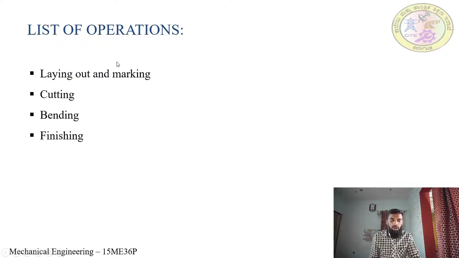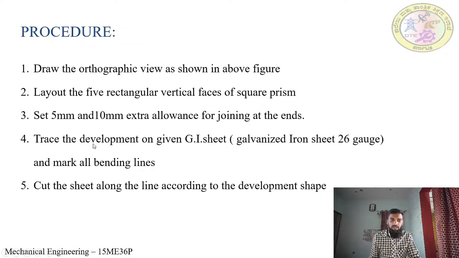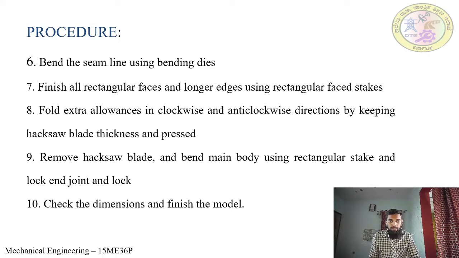See, these are the operations which are performed in this experiment. One is laying out and marking, cutting, bending and finally finishing. See, this is the procedure, step-by-step procedure for conducting this experiment. To better understand this procedure, once we watch the video, we can easily understand. I will try to explain the procedure while we watch the video of making development of cylinder.